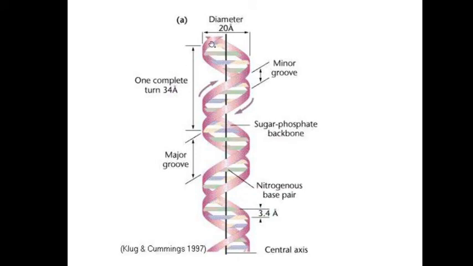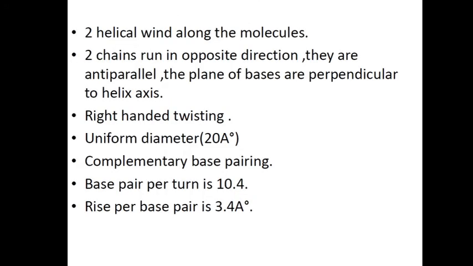So one helix complete turn consists of 34 angstrom, and there are around 10.5 base pairs. So the rise between these two nucleotides is 3.4 angstrom. The two helices wind along the molecule. These two chains run in opposite directions as they are antiparallel. The planes of the bases are perpendicular to the helix, that is, the imaginary helix axis.